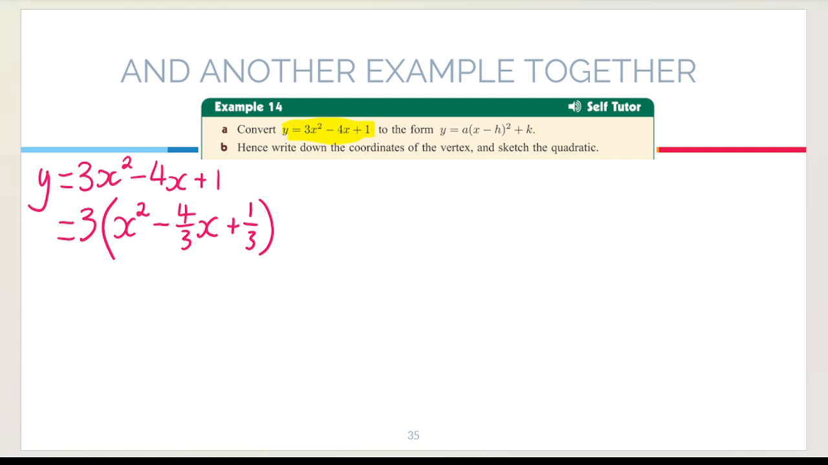Now I will preface that this is a very tricky question. This is definitely up there with your A-level questions. But what we're going to do is deal with the mini quadratic inside. And then this value out the front is just going to be our a coefficient eventually, once everything comes out at the end.